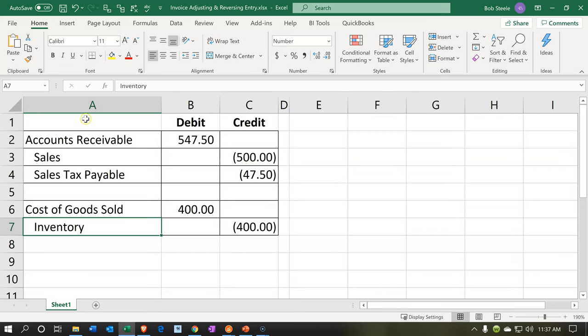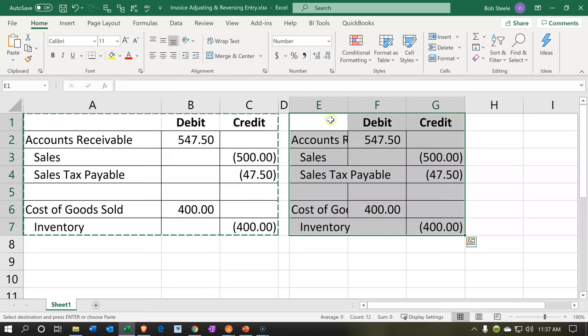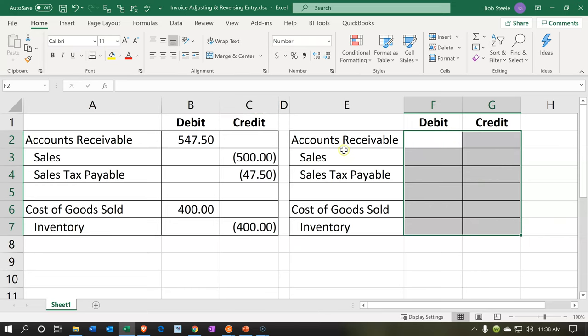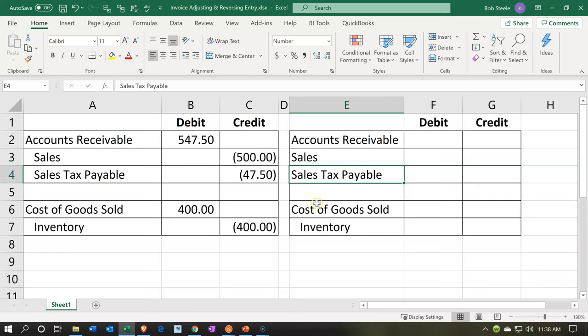I'm just going to copy this whole thing and paste it here. This is the same way you might do a credit memo. I would actually write out the actual sales invoice and then think about the credit memo, right? And so I'm going to delete the numbers here, and then delete the indentations so that we just have the account names.